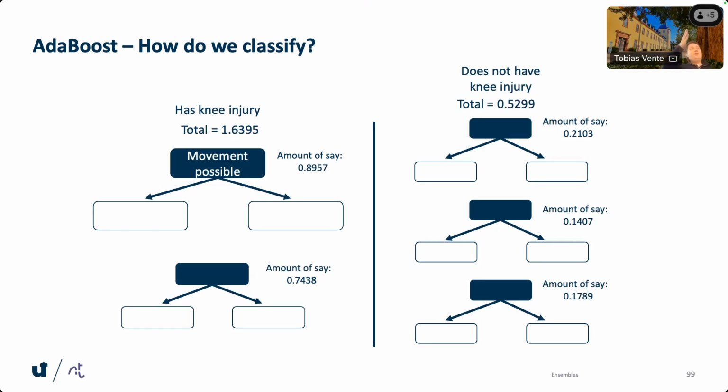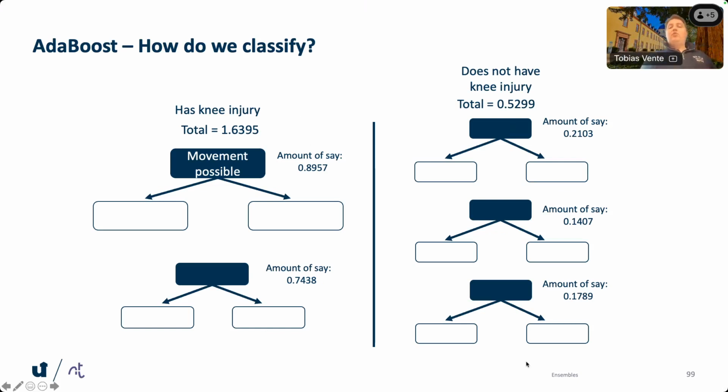Because in the end, if your tree says it is a knee injury, but the total error was close to 1, so it misclassified all data points, then if you sum the negative weight up, it will actually reduce the amount of say of the trees that say it has a knee injury. So this way, we know that it's most likely misclassifying the data point. Therefore, we subtract weight from it. Therefore, it can be negative. And in the end, we just sum it up.